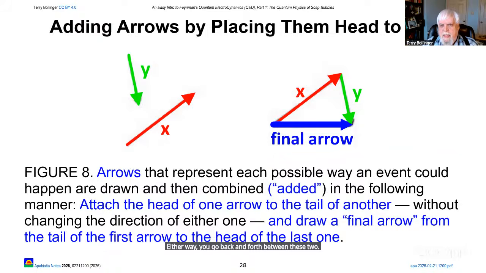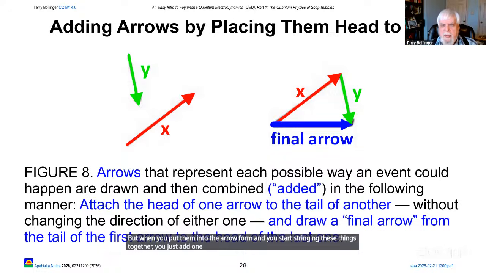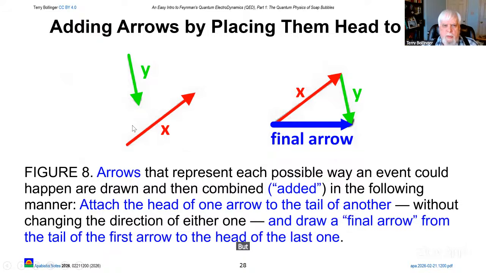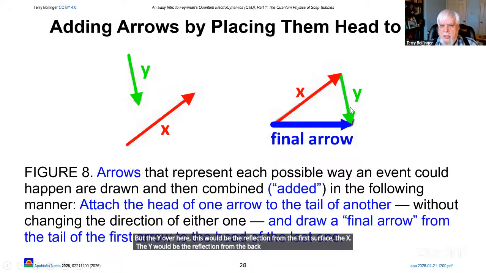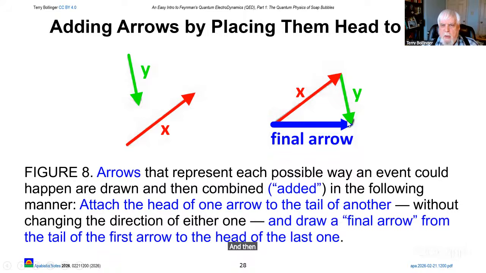But when you put them into the arrow form and you start stringing these things together, you just add one, and the additions, there's all sorts of nice mathematical ways of doing this. But the simple way graphically is just this. You just shuffle the arrows around, put the X over here, put the Y over here. This would be the reflection from the first surface, the X. The Y would be the reflection from the back surface, go over here. And then you wind up with this final arrow.